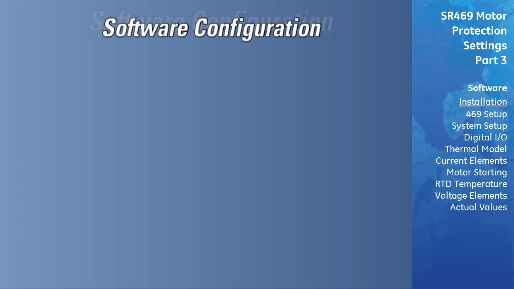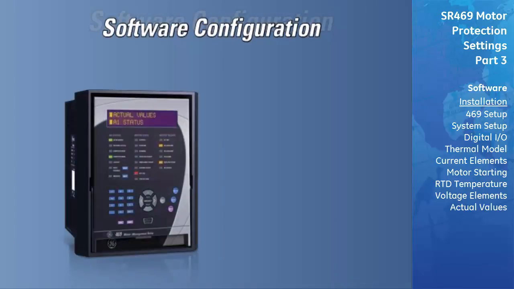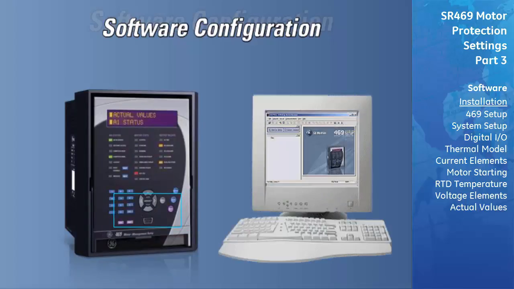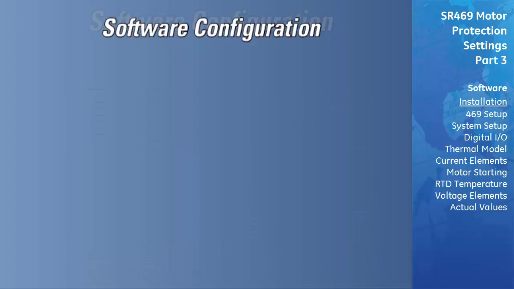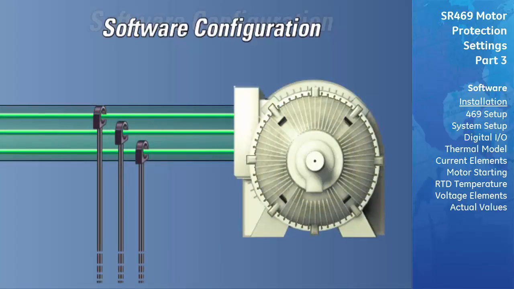SR-469 software configuration. Once installed, the 469 must be configured using either the keypad or PC-based software. In this section, we install the InterVista 469 setup program and configure the relay to protect the motor for a simple cross-the-line start application. This example is intended for teaching purposes.